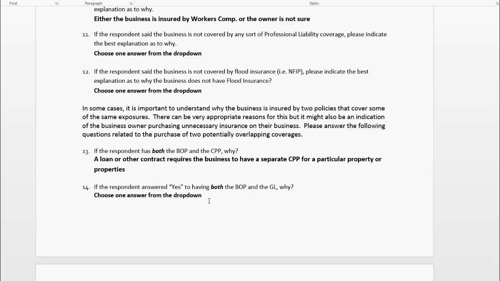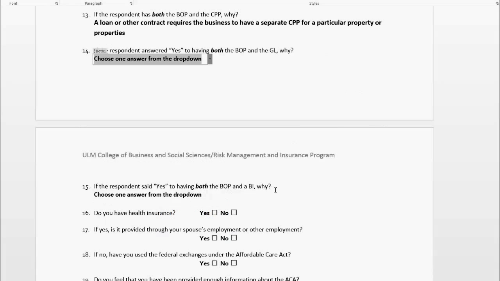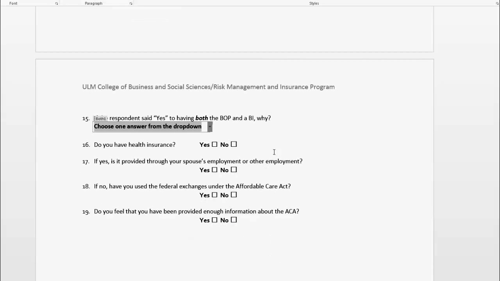And then what about the BOP and the GL? Very similar reasons. Maybe because a contract requires the business to have a separate GL for the particular project. And same with the BOP and the business interruption policy. Then the last four questions are just about health insurance. First of all, do they have it? If they do, is it provided through their spouse's employment or other employment? Which could be maybe they also work at a full-time job that provides health insurance. So you would say yes.